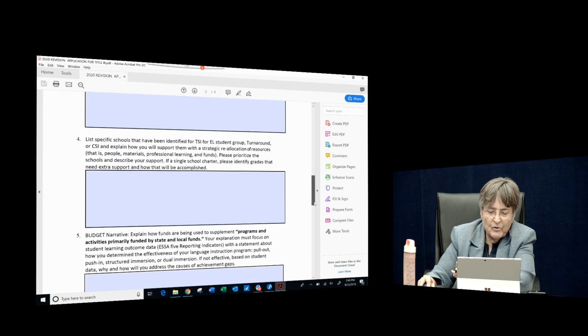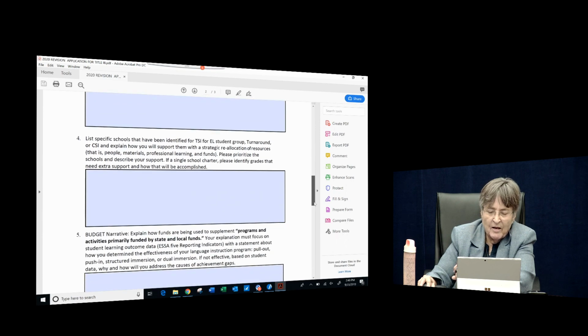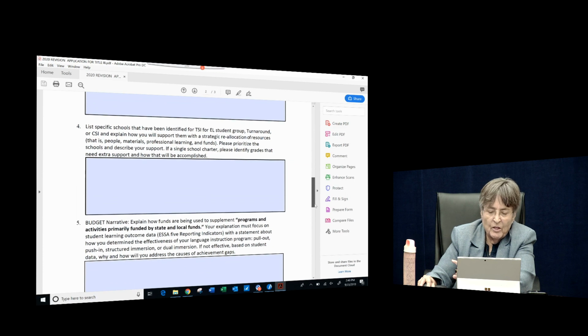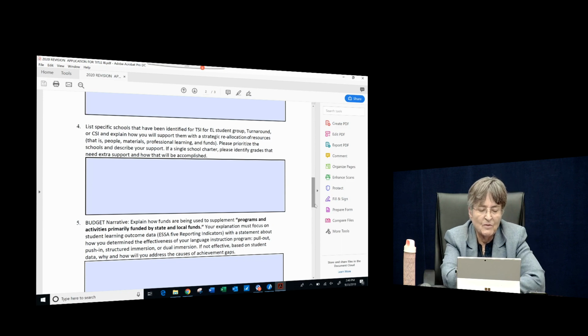Then list specific schools that have been identified for TSI for EL student group, turnaround, or CSI. Explain how you're going to support them with a strategic reallocation of resources. When you talk about resources, it's not just money, but it's people, materials, professional learning, funds, as well as structures, policies, and processes. So prioritize the schools and then describe the support. If a single charter, please identify the grades that need extra support and how that will be accomplished.